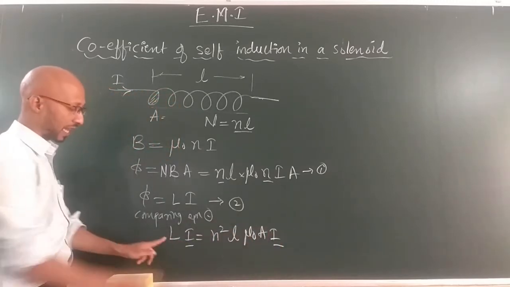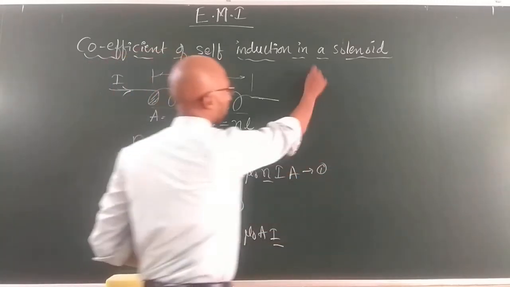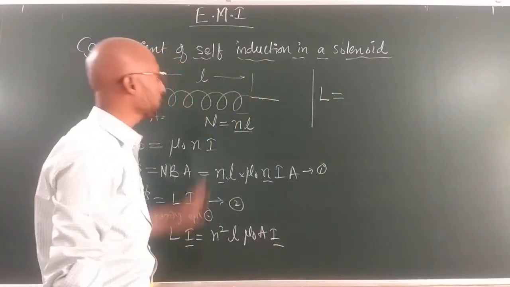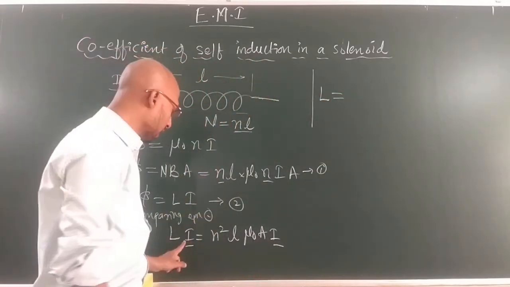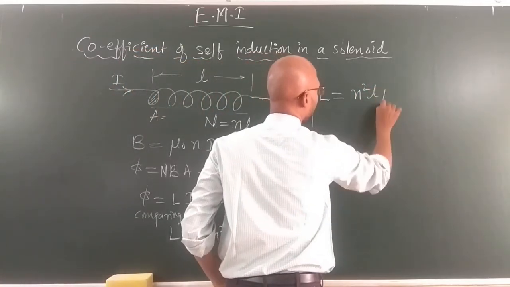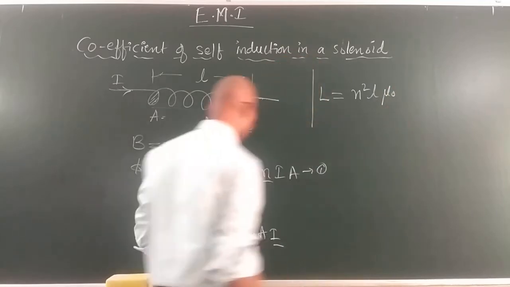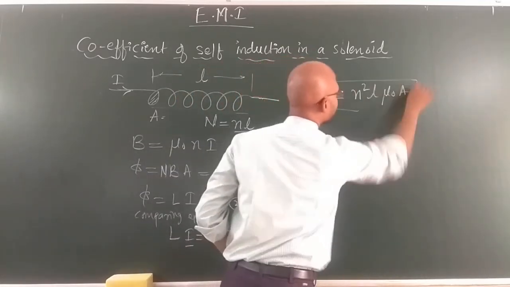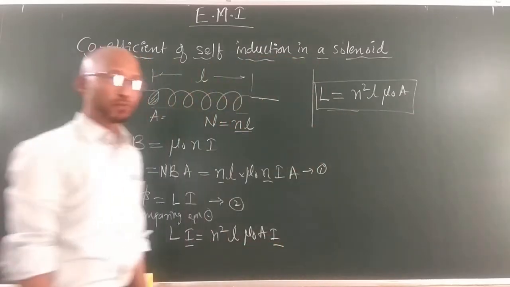What is the meaning? L, the self-inductance or coefficient of self-inductance in a solenoid, is equal to mu naught n squared L A. This is a very important equation for you.